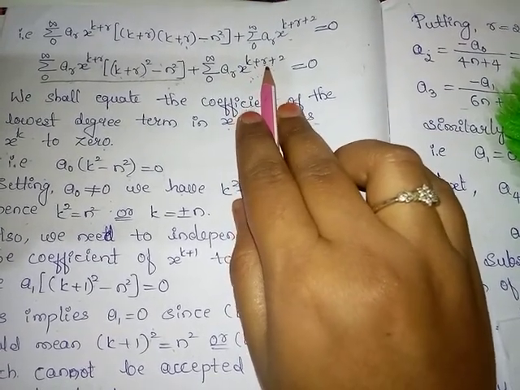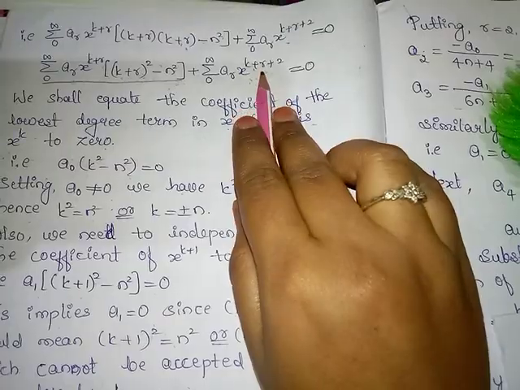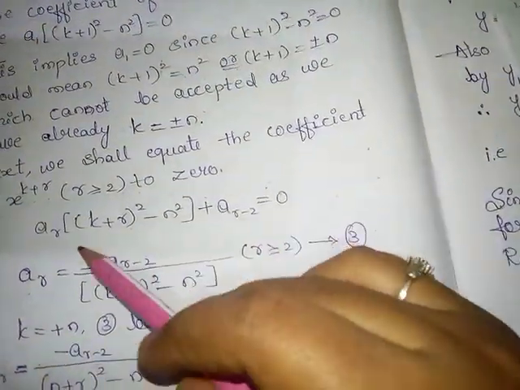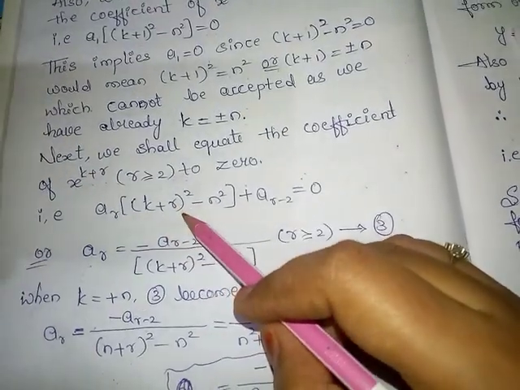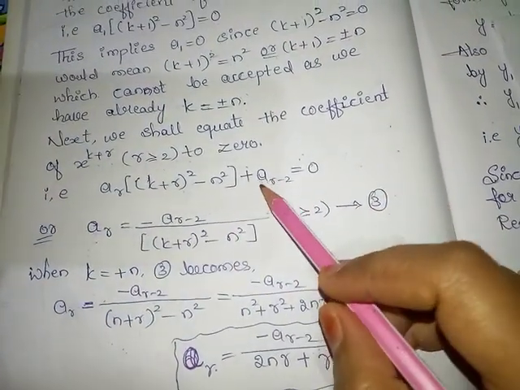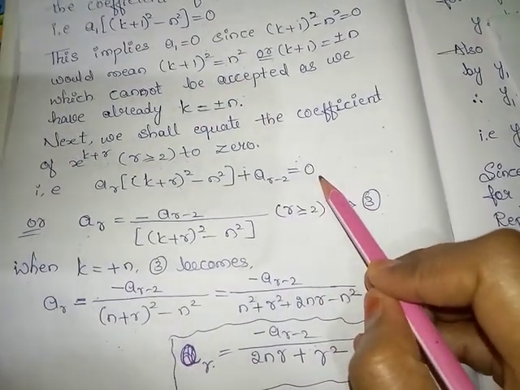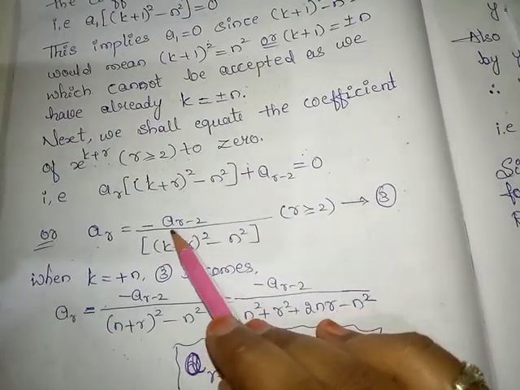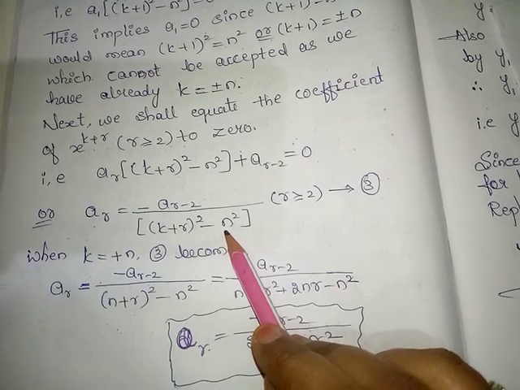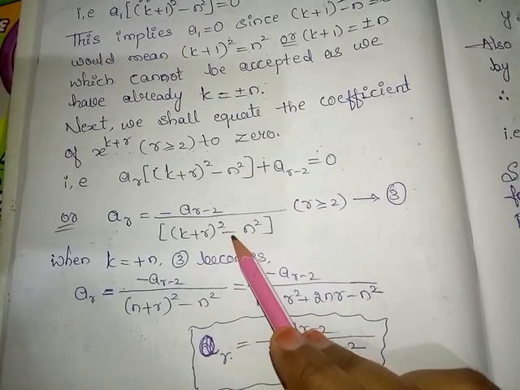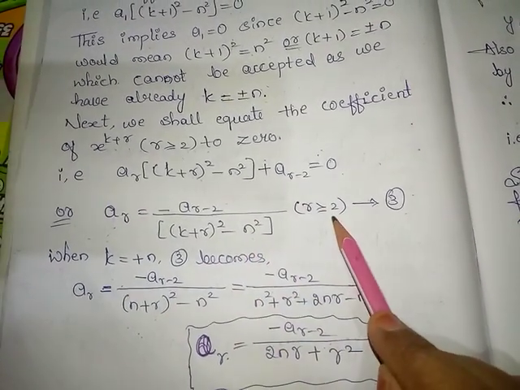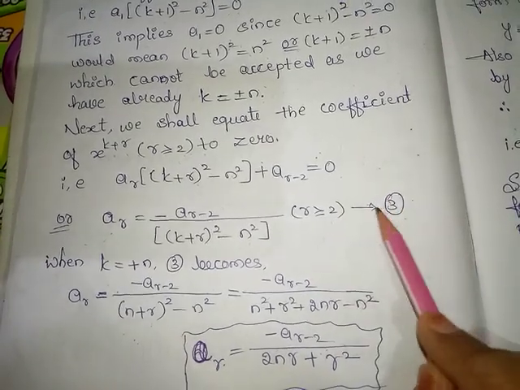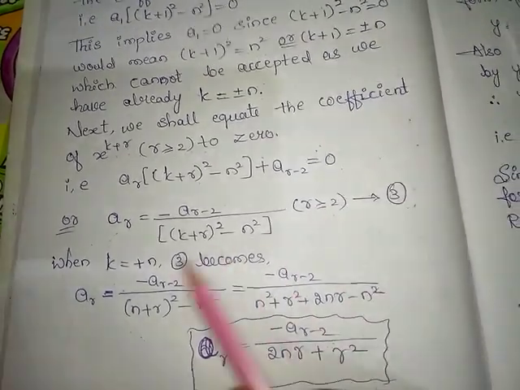So that r value is what here? r minus 2. Okay, so that it will be a_r into (k + r)² − n² plus a_(r−2) is equal to 0, or a_r is equal to −a_(r−2) divided by (k + r)² − n², where r is greater than or equal to 2. Take this as equation 3.